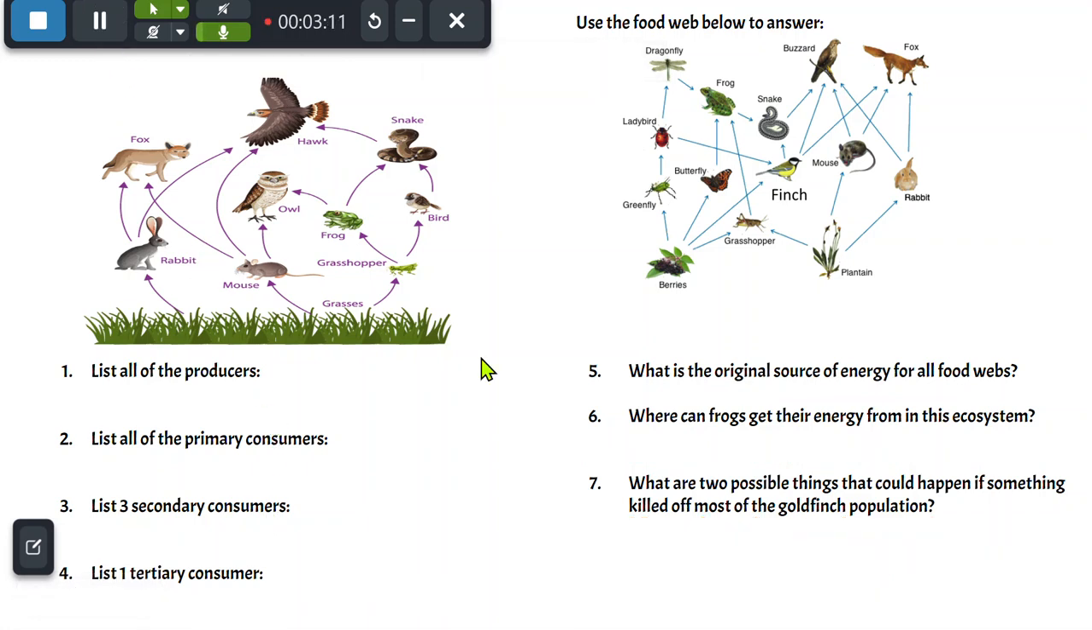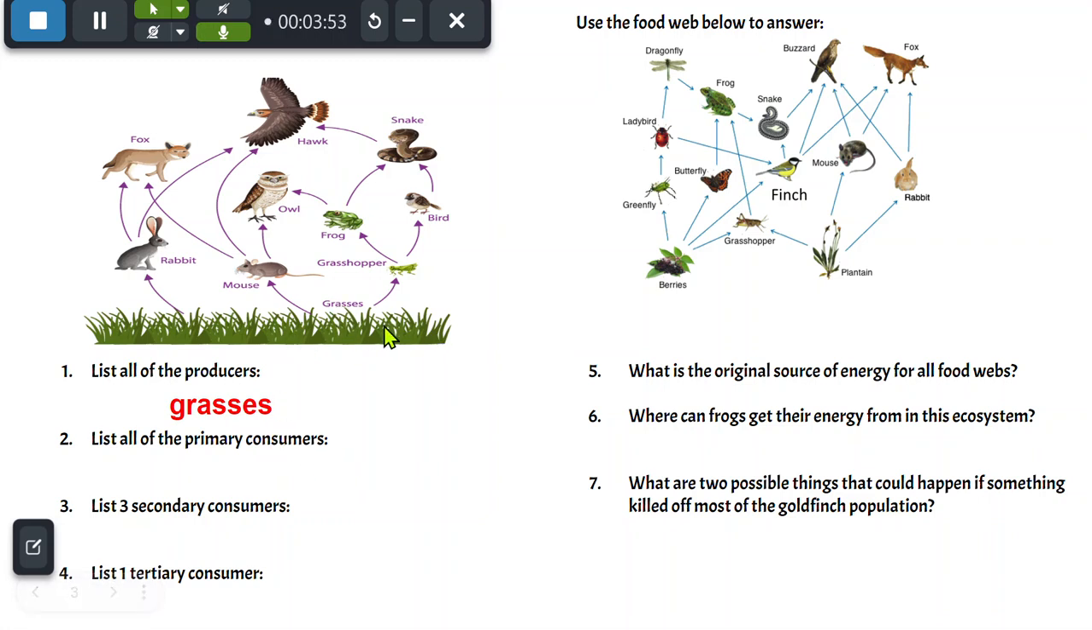All right, so hopefully you have gone through and answered some of these questions. So on one side, you are asked to list all of the producers on this food web right here. So the only producer I see, which is usually going to be a plant or plankton or algae or something like that, the only producer I see, and remember, a producer does not have any energy coming into it, so I can see grasses are my producers, right? Grasses don't have any arrows pointing into the grass because we know the grass is getting its energy from the sun. Okay, list all of the primary consumers. That's going to be the first level, first order consumers.